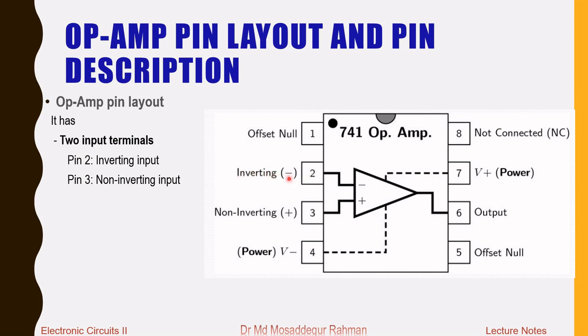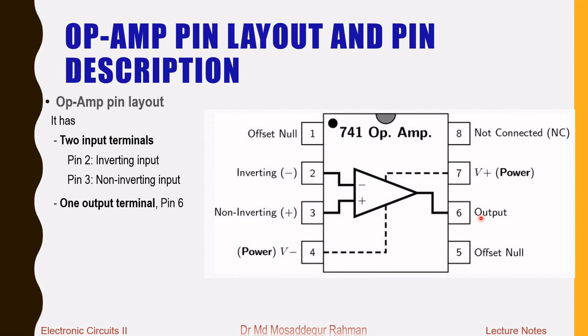So one is labeled inverting, so we call it the inverting input terminal. The other is labeled with the positive sign. It's called the non-inverting input terminal. And pin 4, what is pin 4? Okay, you see that one output terminal. So we have two input terminals and one output terminal, that is terminal 6. Pin 6 is the output.